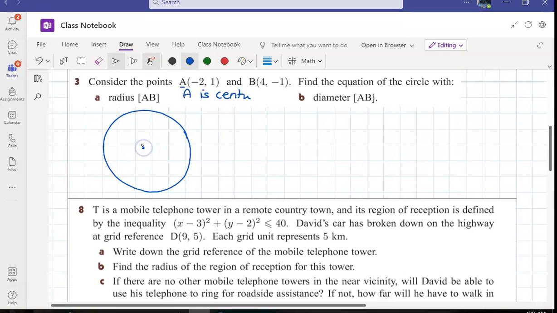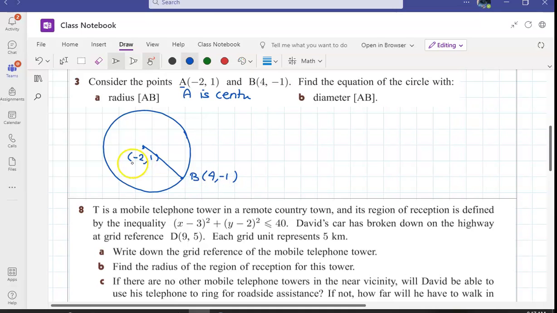So isn't this just like the question that we did before? You've got A is minus 2, 1. I haven't drawn this very nicely. Oh, I better draw that nicely. 4 might be up than 1, so I should have gone down. So there's your B, 4, minus 1.